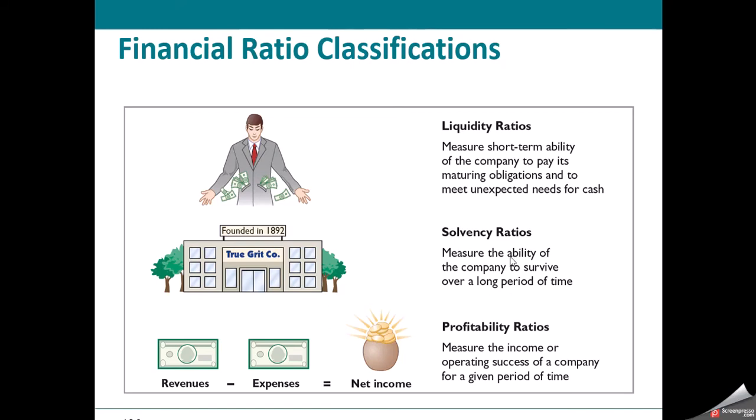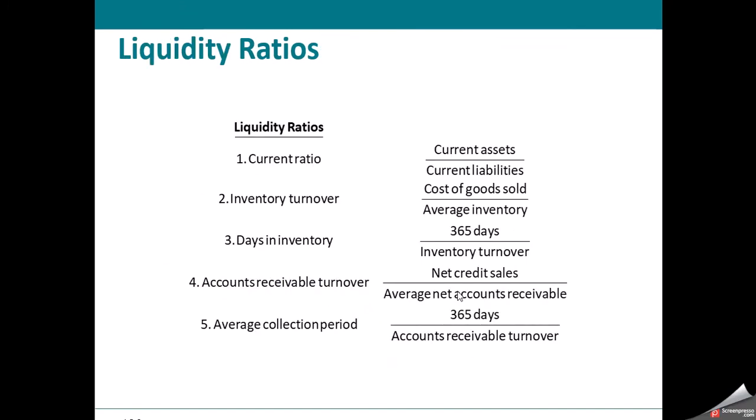The solvency ratios are more the long-term side, the ability to survive over a longer period. Again, pay off their longer-term debt or have the income being produced from that debt. And then the profitability all goes back to the income: net income compared to assets, net income to equity, the earnings per share, all of those kind of earnings type ratios. So here are the grouping of the liquidity ratios and the formulas.